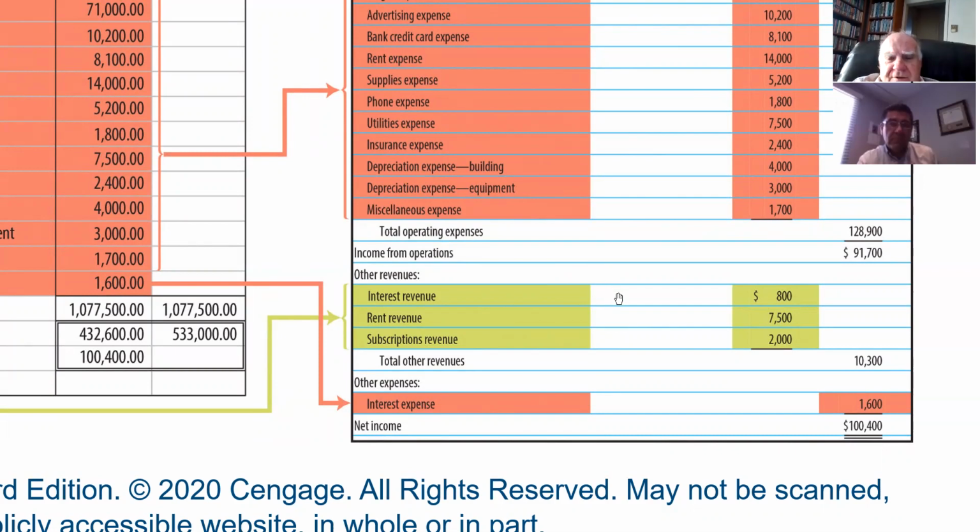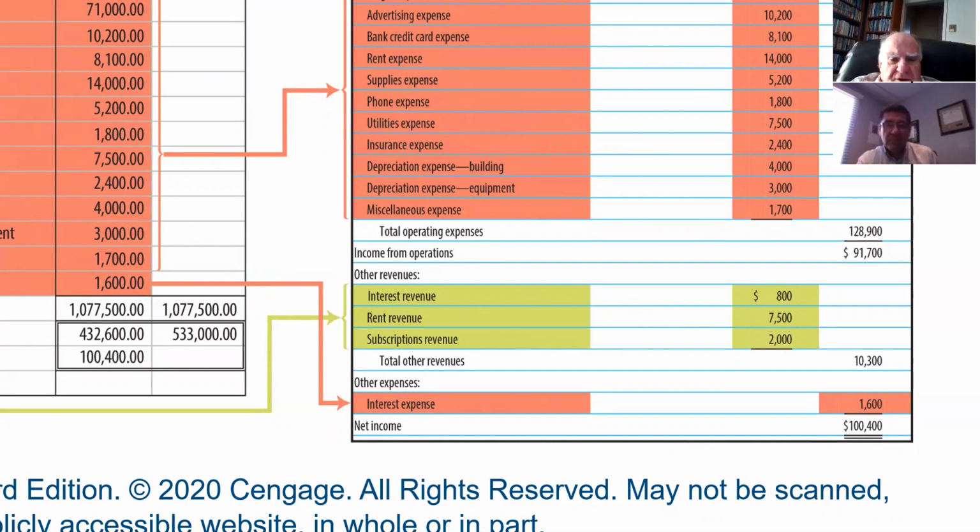Interest revenue has nothing to do with whatever this company does. If this company is a restaurant or something, the fact that they have interest revenue just means they had some cash that they were able to loan out to somebody. It has nothing to do with selling food. Rent revenue is the same thing. At the factory I worked for many years in downtown Los Angeles, we rented part of that building to some artists. We had lofts downtown, and we were renting those out. That was other revenue.